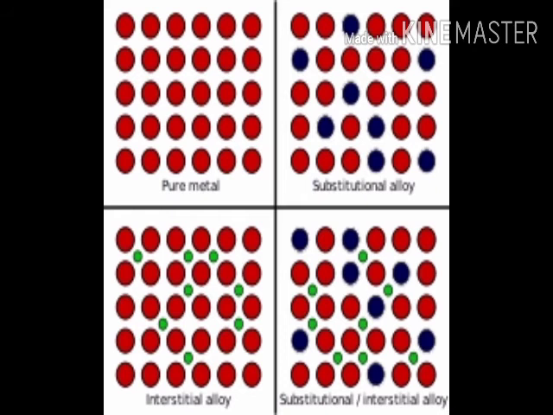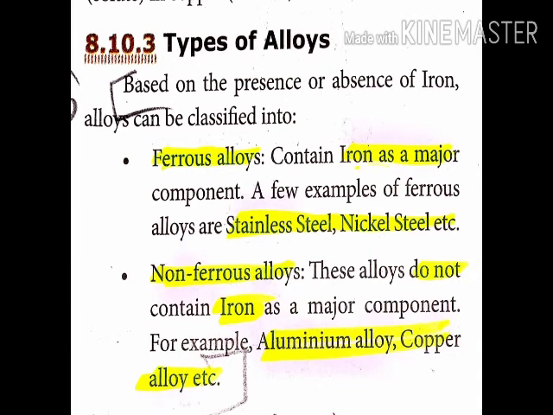So we discussed what an alloy is, what an amalgam is, the reasons we make alloys, and the methods used to make alloys. See the next one, types of alloys. Based on the presence or absence of iron, alloys are classified into two types. One is the ferrous alloy, the second one is the non-ferrous alloy. If iron is present, it is known as a ferrous alloy. If iron is absent, it is known as a non-ferrous alloy.